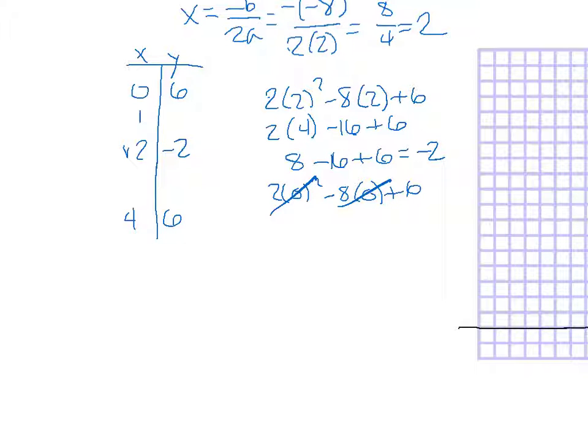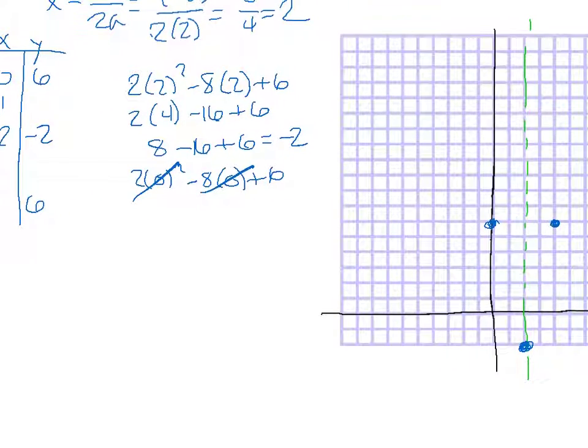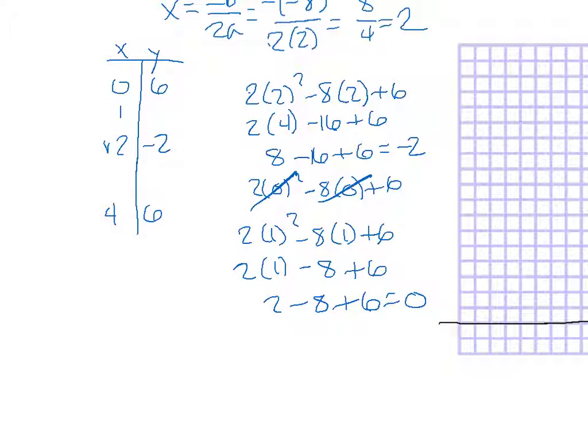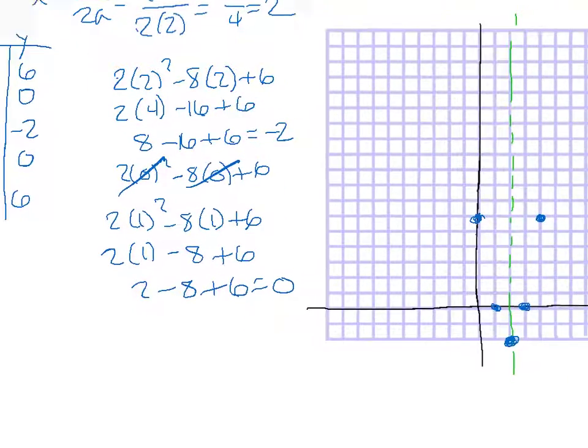And why don't we plug in 1 just to fill in that space there. So if I plug in 1, 2 times 1 squared minus 8 times 1 plus 6, we get 2 times 1 minus 8 plus 6. 2 minus 8 plus 6 gives me 0. So when I plugged in 1, I got 0. That means if I reflect it, I also have 0. To fill in my table, I got 0, and if I reflected it, x is 3, y is 0. And then we can finish graphing.